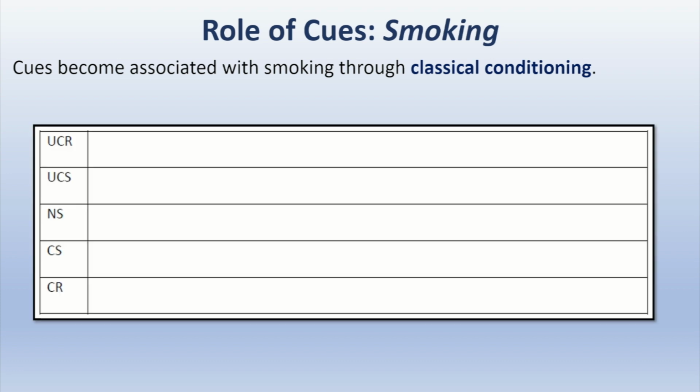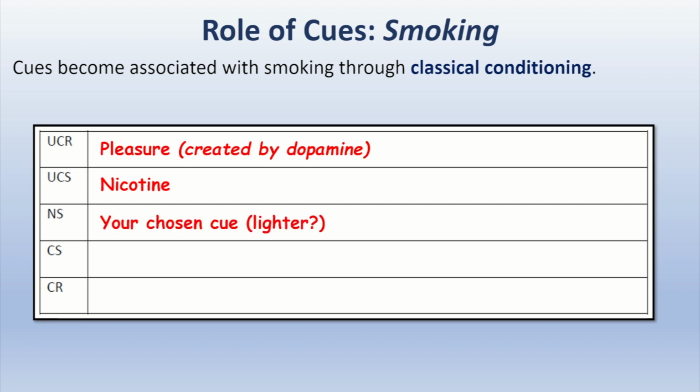So if you want to fill in the diagram at the bottom of page 18, the unconditioned response would be pleasure, which is created by dopamine, and the unconditioned stimulus would be nicotine. So naturally, the nicotine produces a response of pleasure. The neutral stimulus is a cue, so you can choose any you like. I've just put a lighter there. So you would pair the neutral stimulus, which is the lighter, okay, with nicotine, and then obviously that produces pleasure.